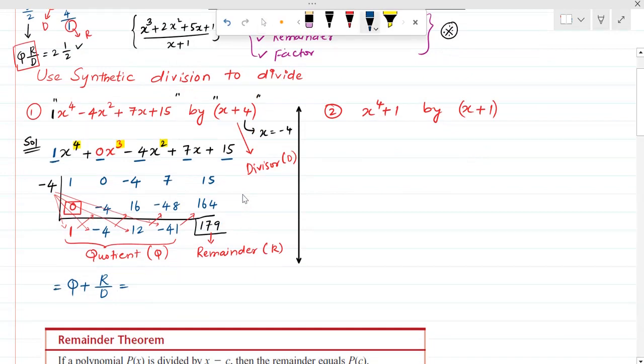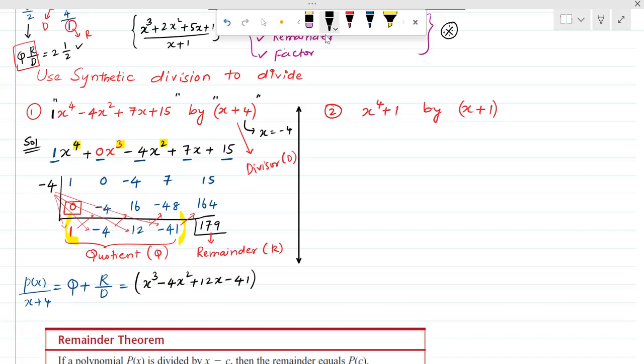So the polynomial P of x is divided by the divisor x plus 4. It can be written as a quotient. And one more interesting thing here: whenever you have x power 4, this is reduced to x power 3. So therefore, 1x power 3 minus 4x square plus 12x minus 41.